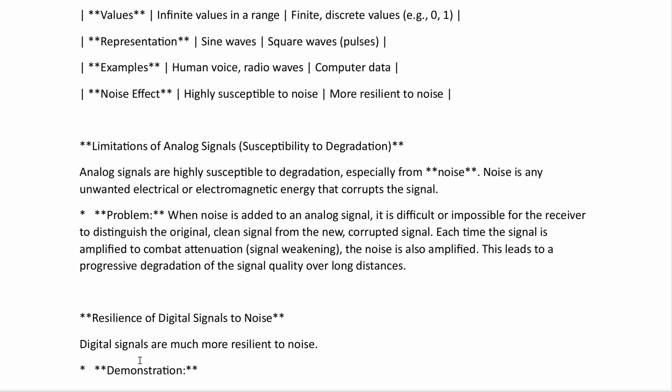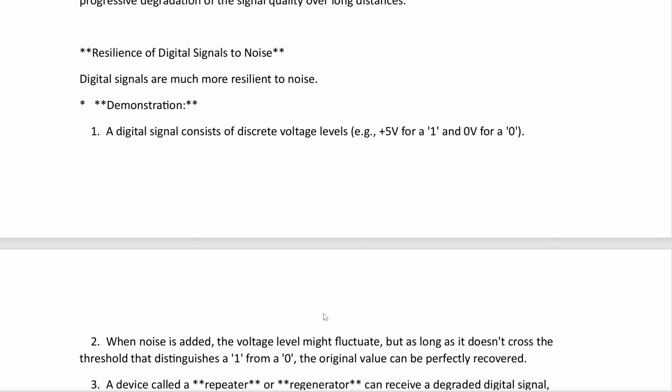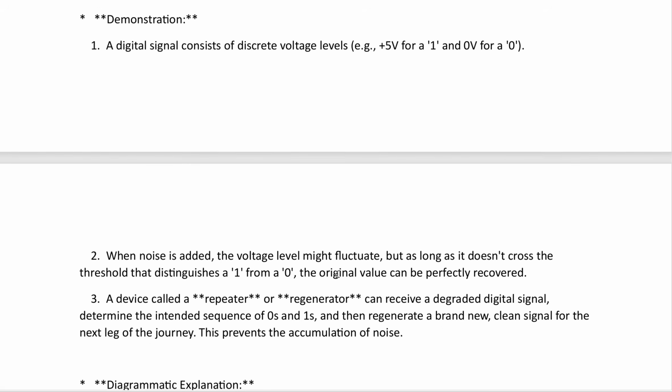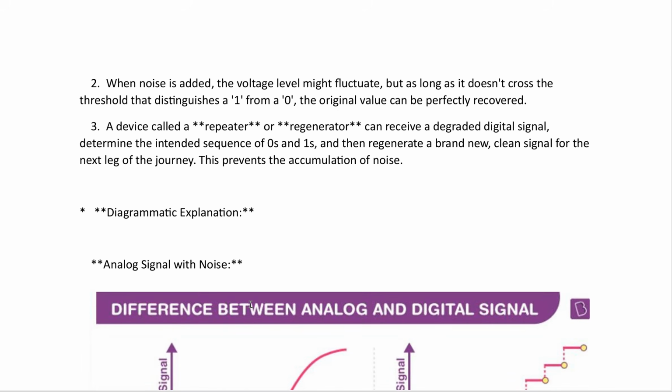So the resilience of digital signals to noise means digital signals are much more resilient to noise, meaning a digital signal consists of discrete voltage levels, that is plus 5 for a 1 or 0 volts for a 0. When noise is added, the voltage level might fluctuate, but as long as it does not cross the threshold that distinguishes a 1 from 0, the original value can be perfectly recovered. A device called a repeater or regenerator can receive a degraded digital signal, determine the intended sequence of zeros and ones, and then regenerate a brand new clean signal for the next leg of the journey. This prevents the accumulation of noise.